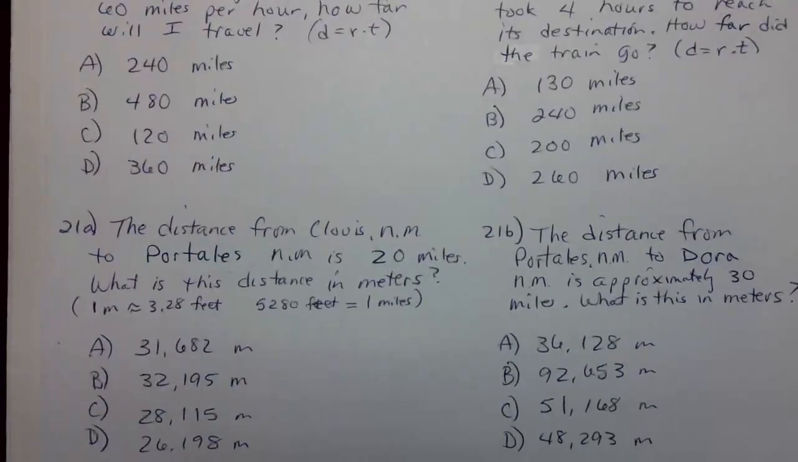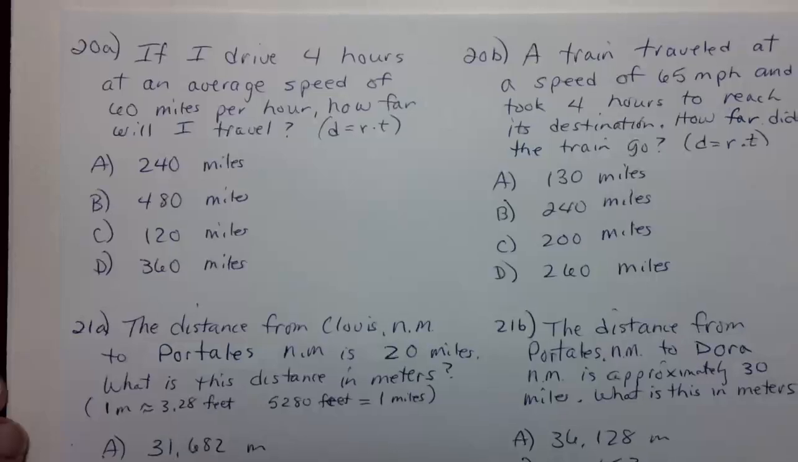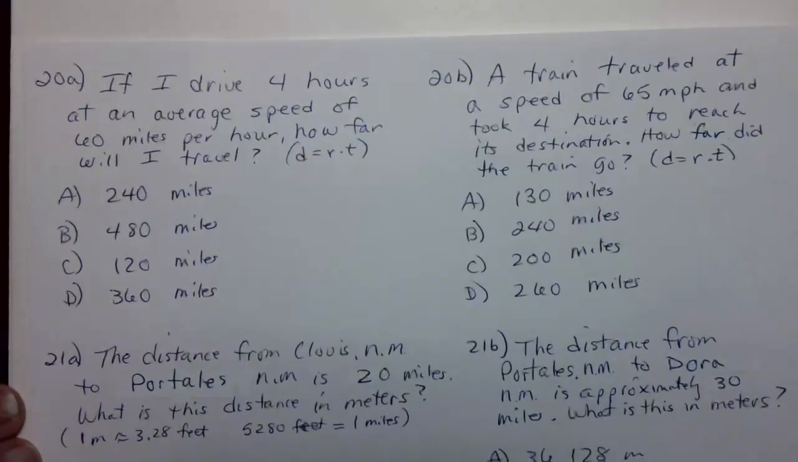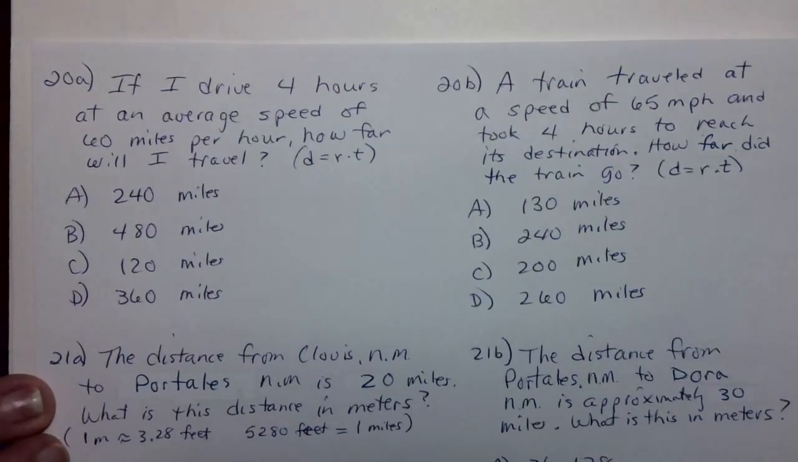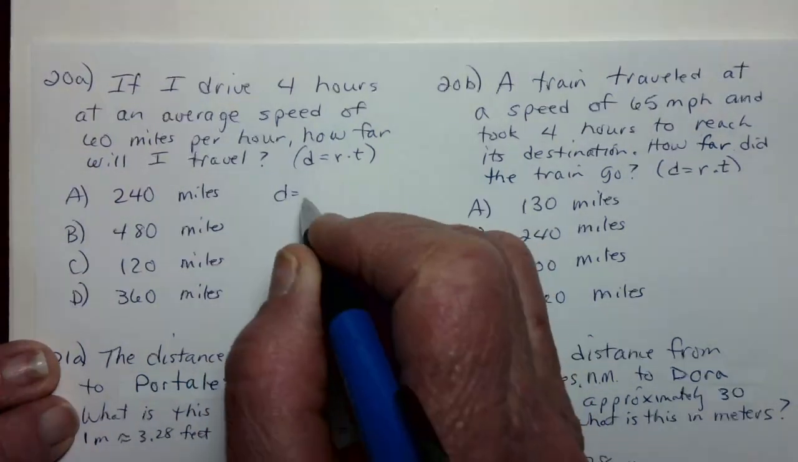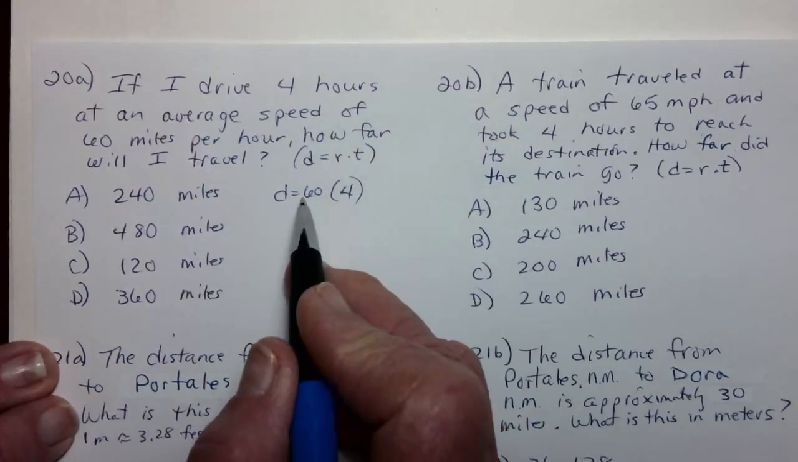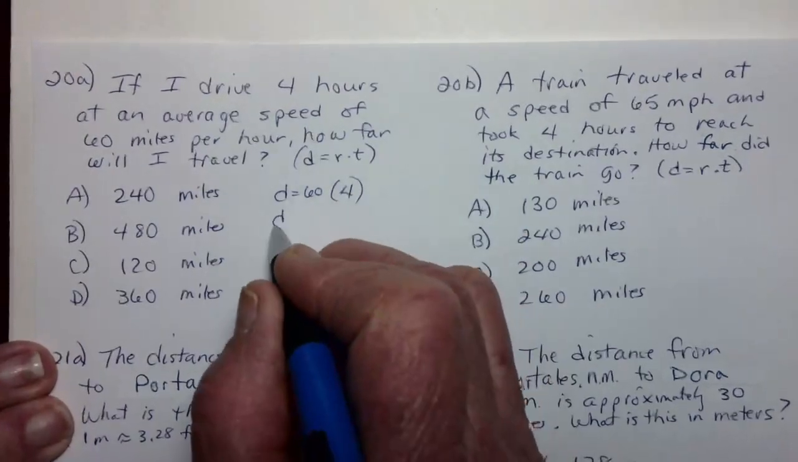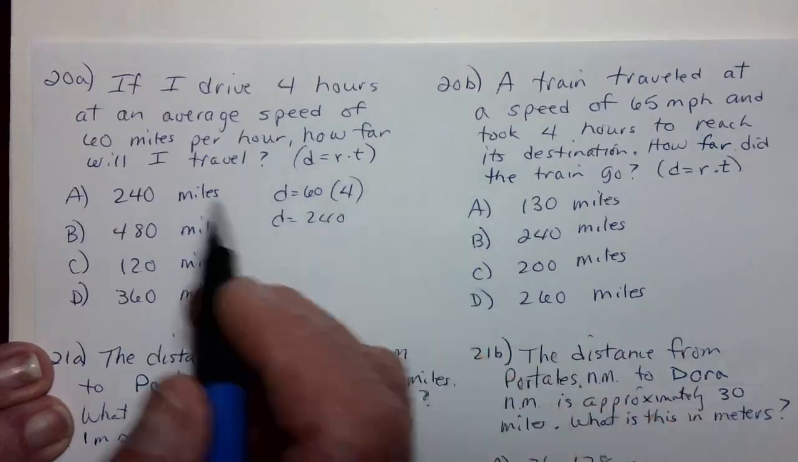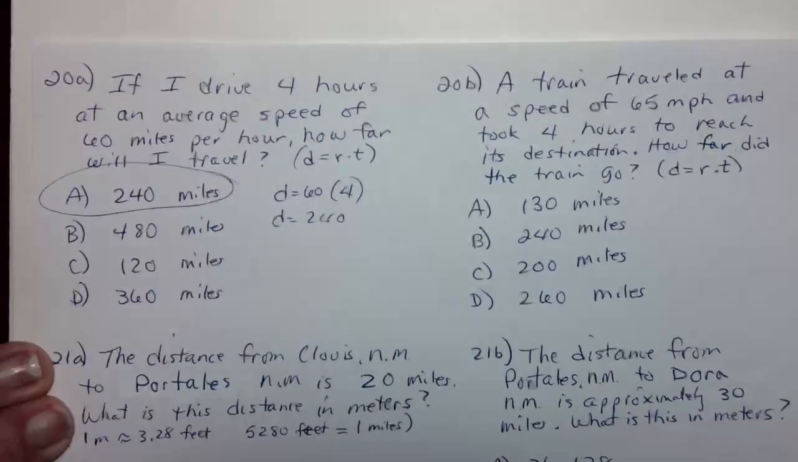All right, number 20. If I drive 4 hours at an average speed of 60 miles per hour, how far will I travel? 60 miles per hour for 4 hours. Distance equals rate times time. 60 miles per hour times 4 hours is 240 miles. Remember, distance equals rate times time.